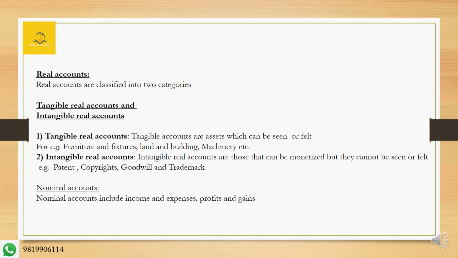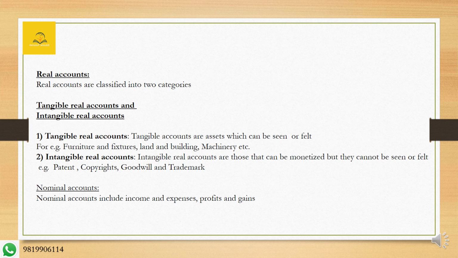Even for example, sale of furniture. I am a furniture store. The furniture has gone out of the business. It doesn't matter whether it comes into the business or goes out of the business. The transaction will be categorized as a real account. Nominal account. Nominal accounts include income and expenses, profits and gains.